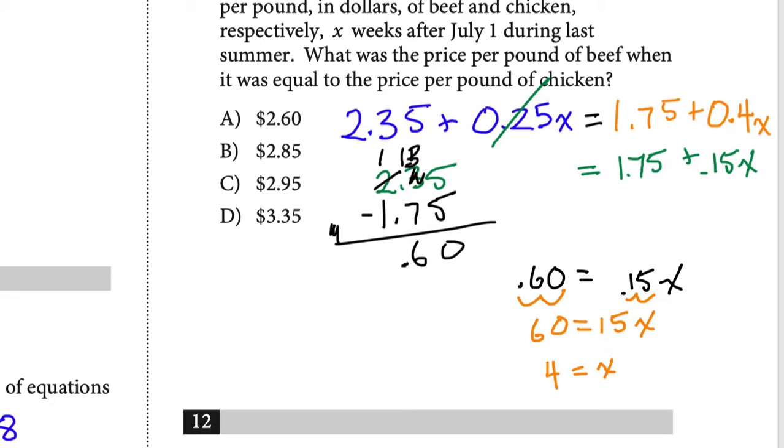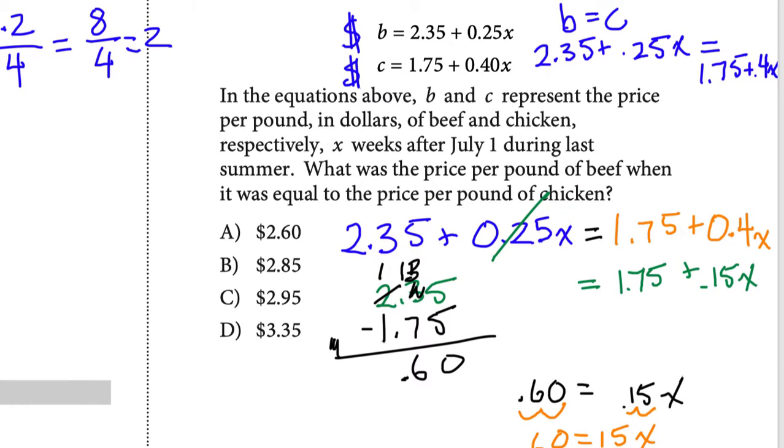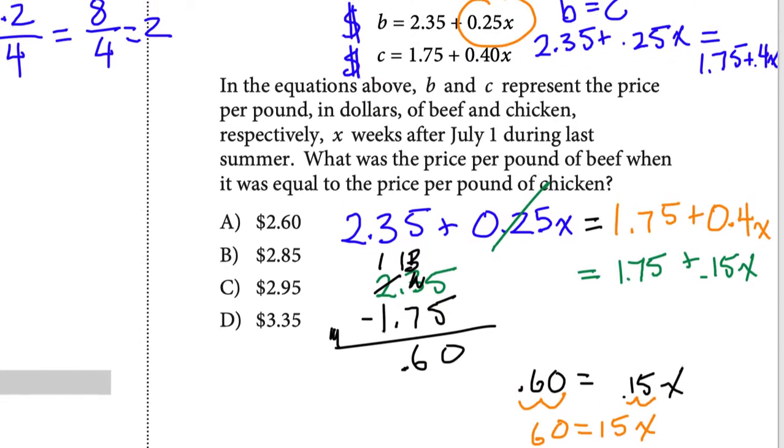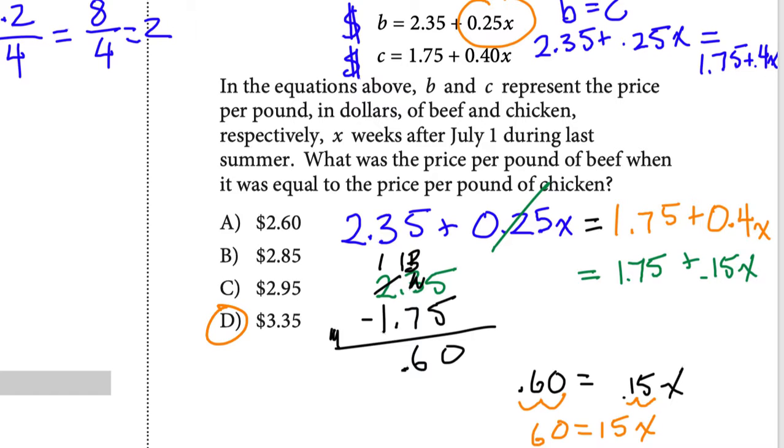Because again, I found that after 4 weeks they'll be the same price, but now I have to plug x back into one of the equations. I see that this is 0.25, and I know if I have 4 quarters that'll be $1, so I'm going to plug back into 0.25. When I plug 4 back into here, 4 times 0.25 is 1. 1 plus 2.35 is 3.35. Correct answer is D. I guessed that in that one and I got it right.